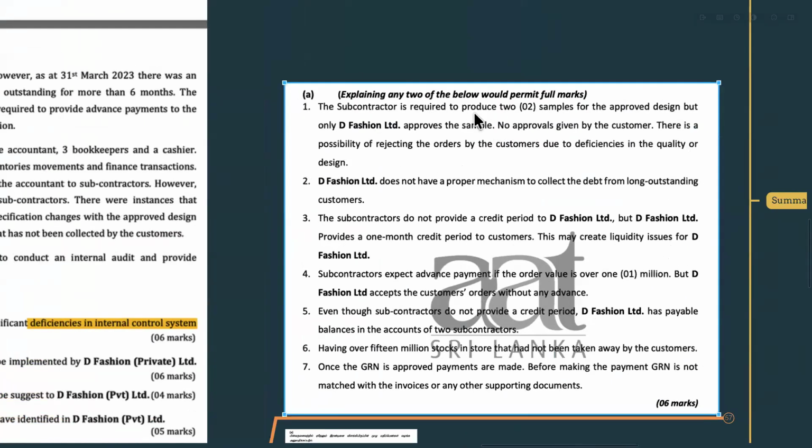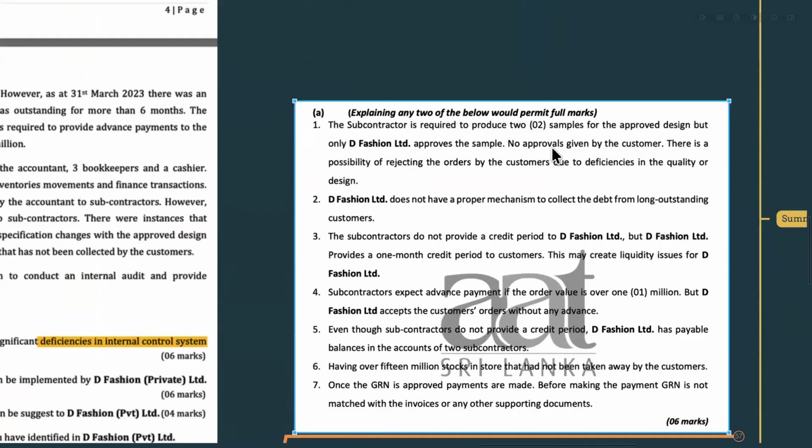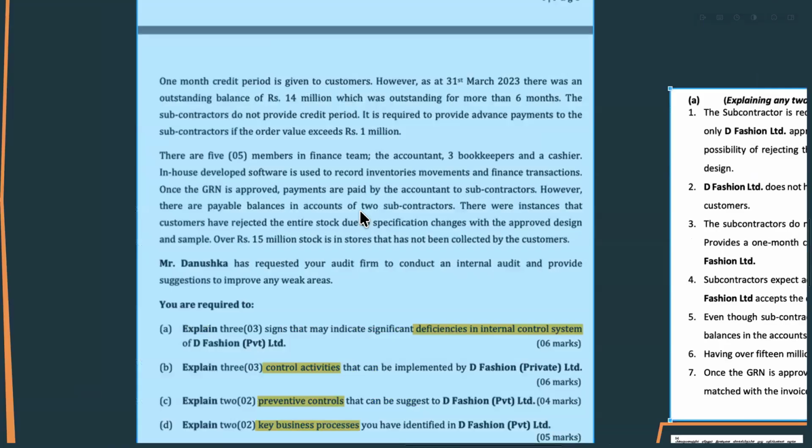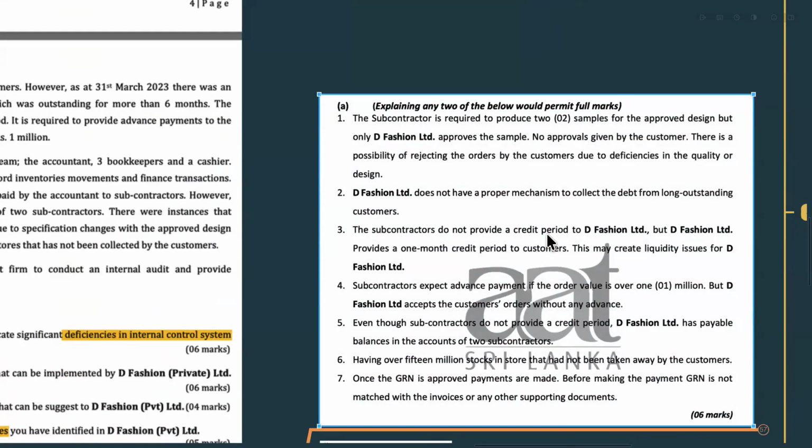Here, see, the subcontractor is required to produce 2 samples for the approved design. But Deficient Limited, the company, is only approving the sample, with no approval given by the customer. That's why they are rejecting the entire bulk items. That's why we have 15 million of stock that's not collected by the customer. Simple, very simple control. It's making a loss of almost around 15 million. Think about the importance of the internal audit. That's why companies are paying millions of amounts to internal audit and external audit people.